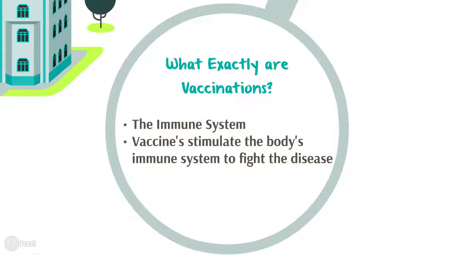You might be asking yourself, what exactly are vaccinations? Well, in order to understand what a vaccination is, you kind of need to know a little bit about the immune system. The goal of the immune system is to identify foreign substances and destroy them. The basic components of the immune system include antigens, or foreign bodies, and antibodies, our defense against the antigens. Immune systems are exposed to hundreds or thousands of antigens daily.